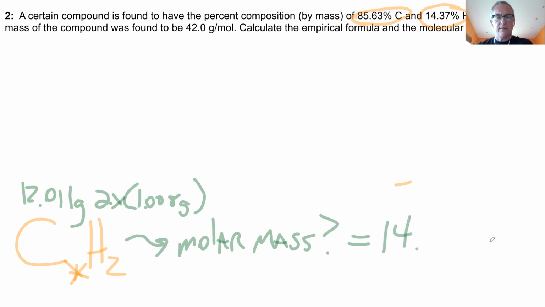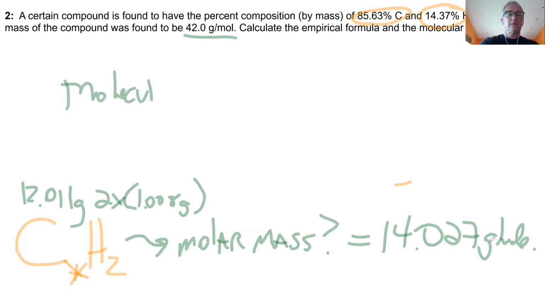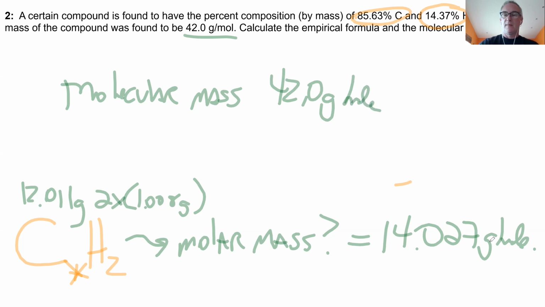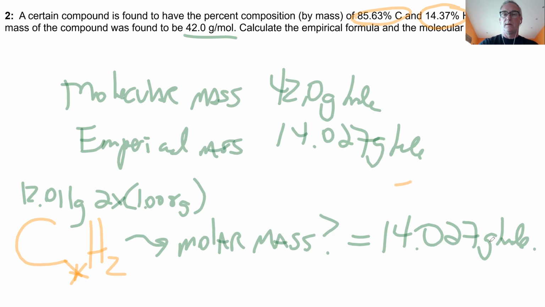14.027 grams per mole. Now we know that the molar mass of the actual molecular compound is 42.0 grams per mole, and my empirical mass is 14.027 grams per mole. What's the ratio of the molecular mass to the empirical mass?